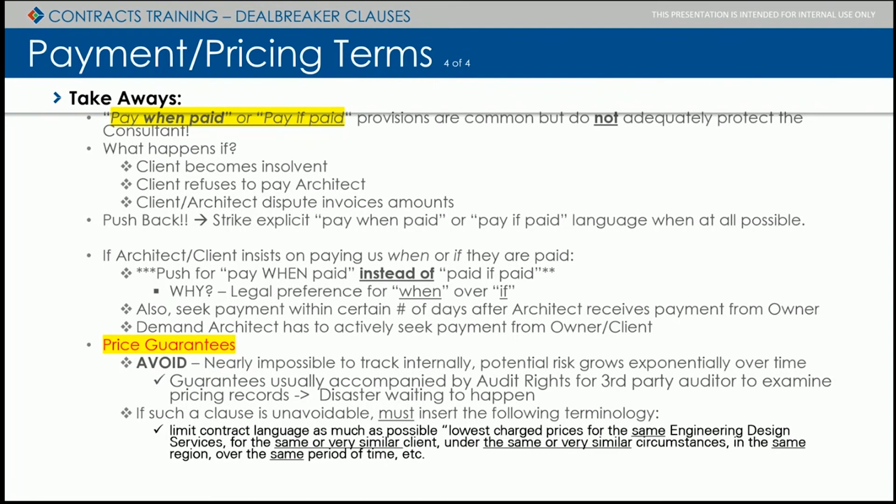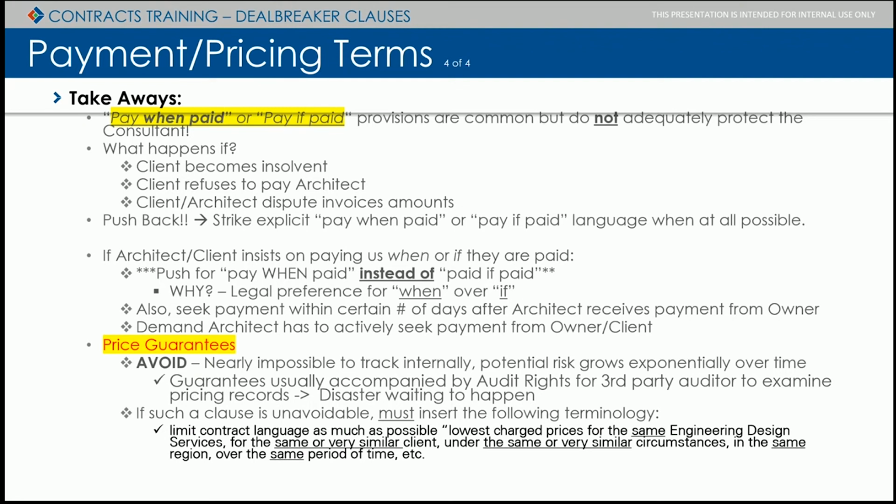You want to strike when we can. But if we're stuck with pay when paid or paid if paid, you want to push for the pay when paid versus paid if paid. And the reason why is that courts that have looked at this particular language, if it is pay when paid, then there's the legal presumption that we're going to get paid regardless. Whereas with the if, it's contingent. Okay, so the courts look at when and if very differently.